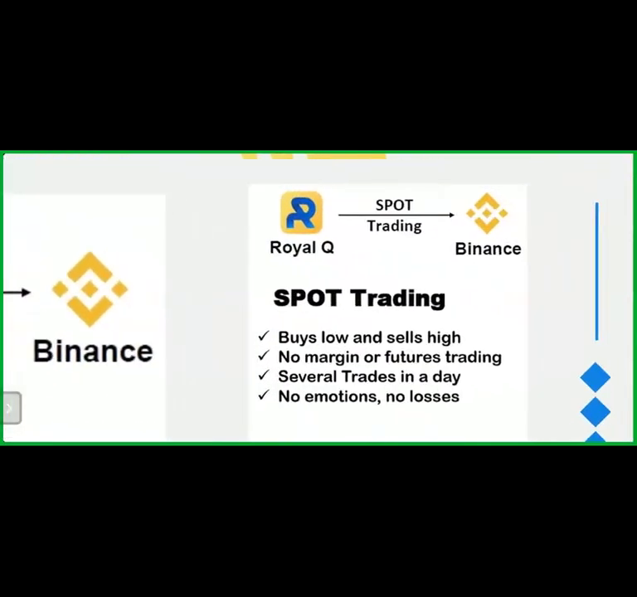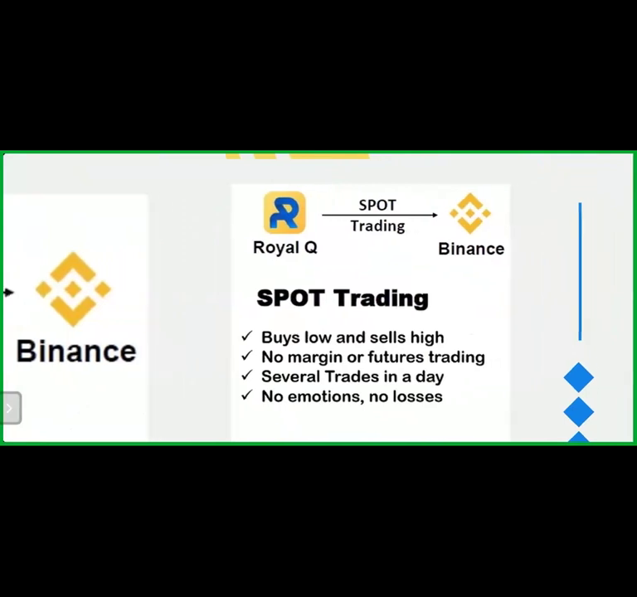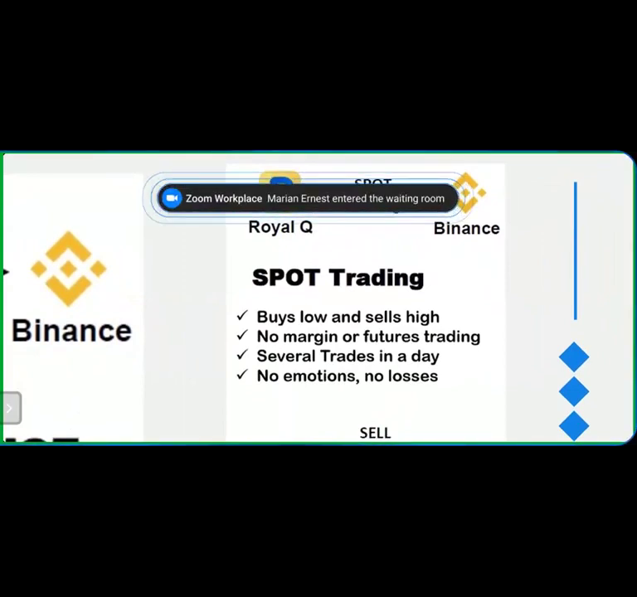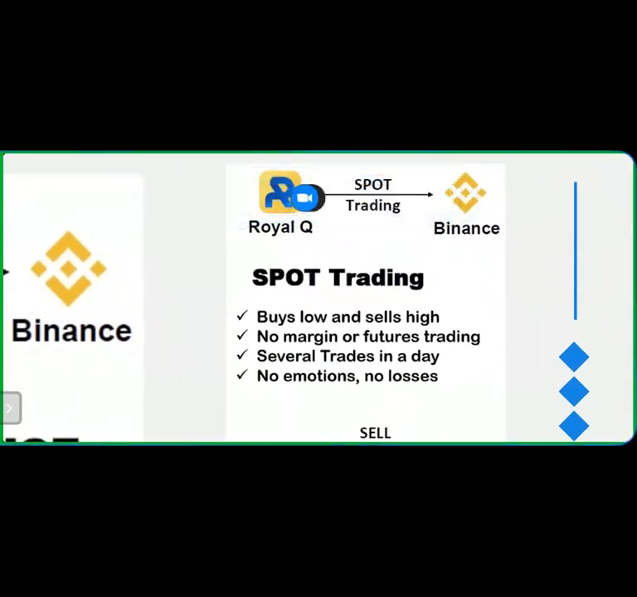All right. So how does Royal Q bot help you make money? The type of trading that the Royal Q bot does is what we call spot trading. Now, what is spot trading? It might sound technical, but trust me, it is as easy as ABC. Remember, this call is for the layman, with the most basic explanations for easy understanding.